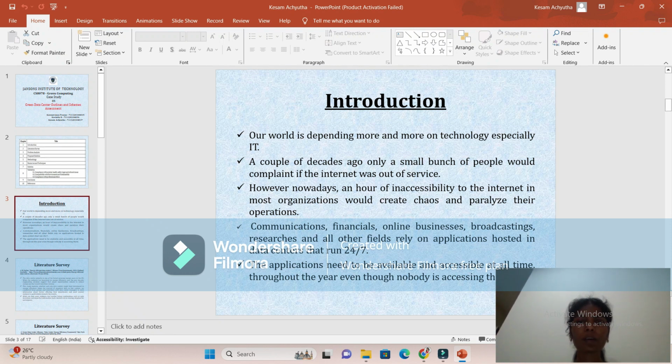A couple of decades ago, only a small bunch of people would complain about the internet being out of service. However, nowadays an inaccessibility of the internet could paralyze the operations of most organizations. Communication, financial, online businesses, broadcasting, researchers, and all other fields rely on applications hosted in data centers that run 24 by 7. The applications need to be accessible at any time throughout the year.